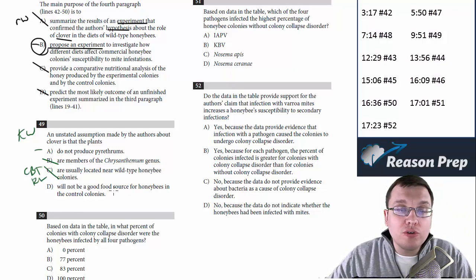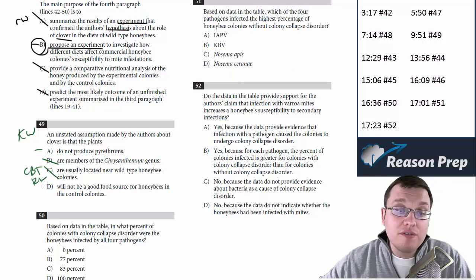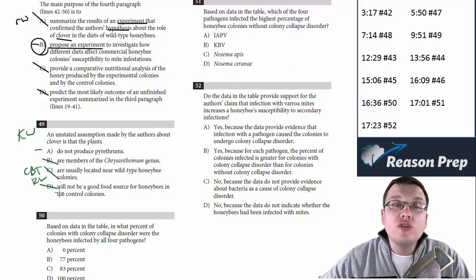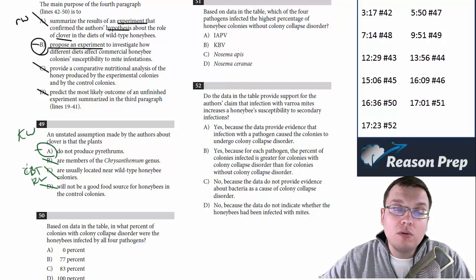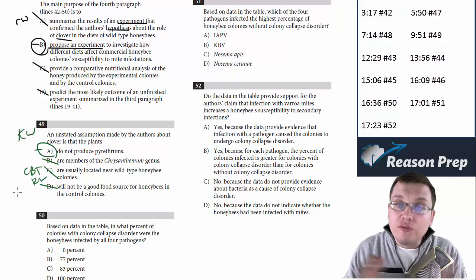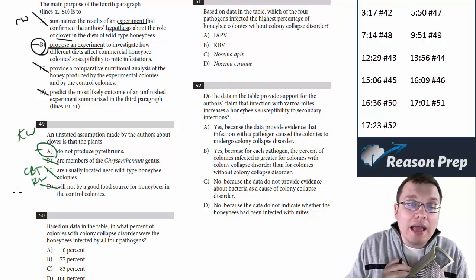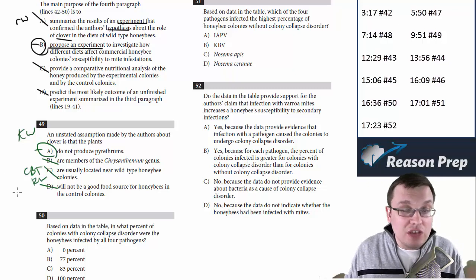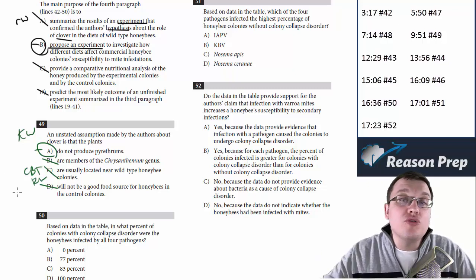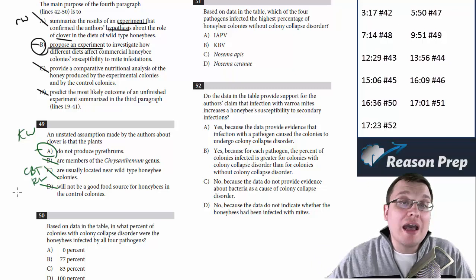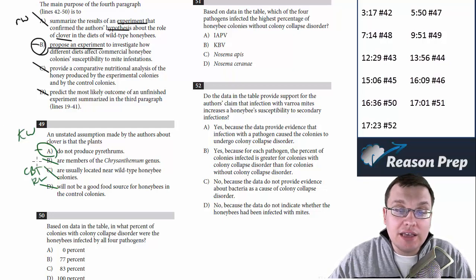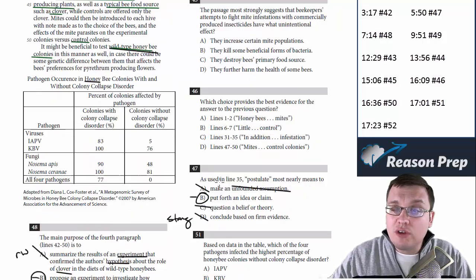Will not be a good food source for honeybees in the control colonies. Again, we have no idea. Maybe. I mean, that's what they're kind of testing. They need to see do they need the pyrethrum to resist the mites? But B, C, and D don't fit the passage. They go too far. And with D in particular, and with C to a certain extent, it's reasoning too far. It's reasoning way beyond what the passage allows you to reason. A is just a very simple step beyond it, which is why A is the answer. 50, 51, and 52 are about the table, so I will leave those for now.